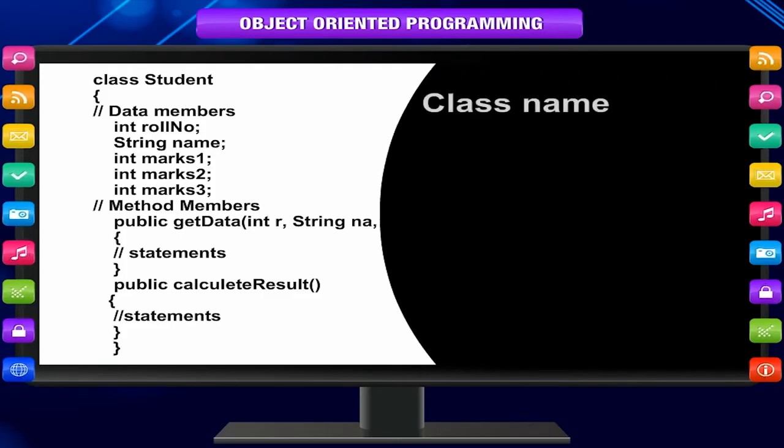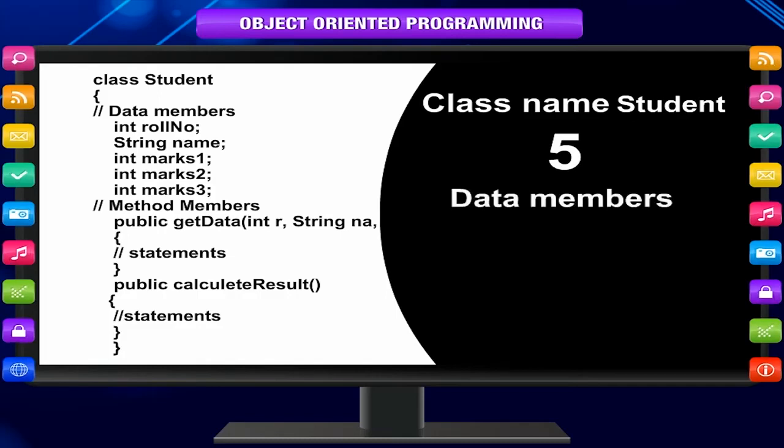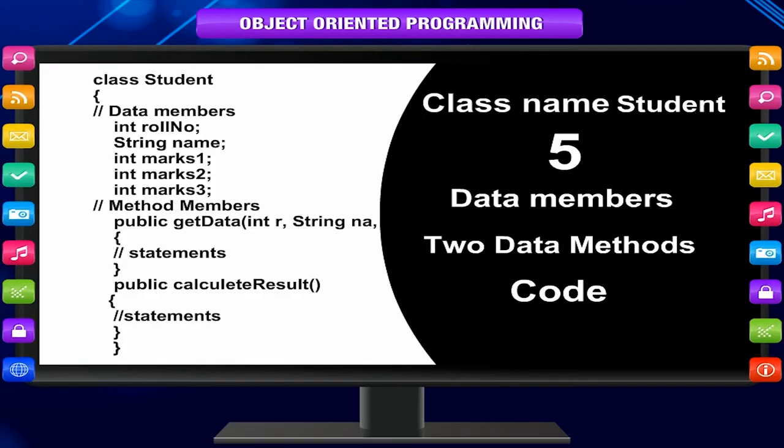In the above example, a class named Student is created. There are 5 data members and 2 methods to operate upon the data. The code for methods will be provided by the programmer creating the class. This you will learn in the next classes gradually.